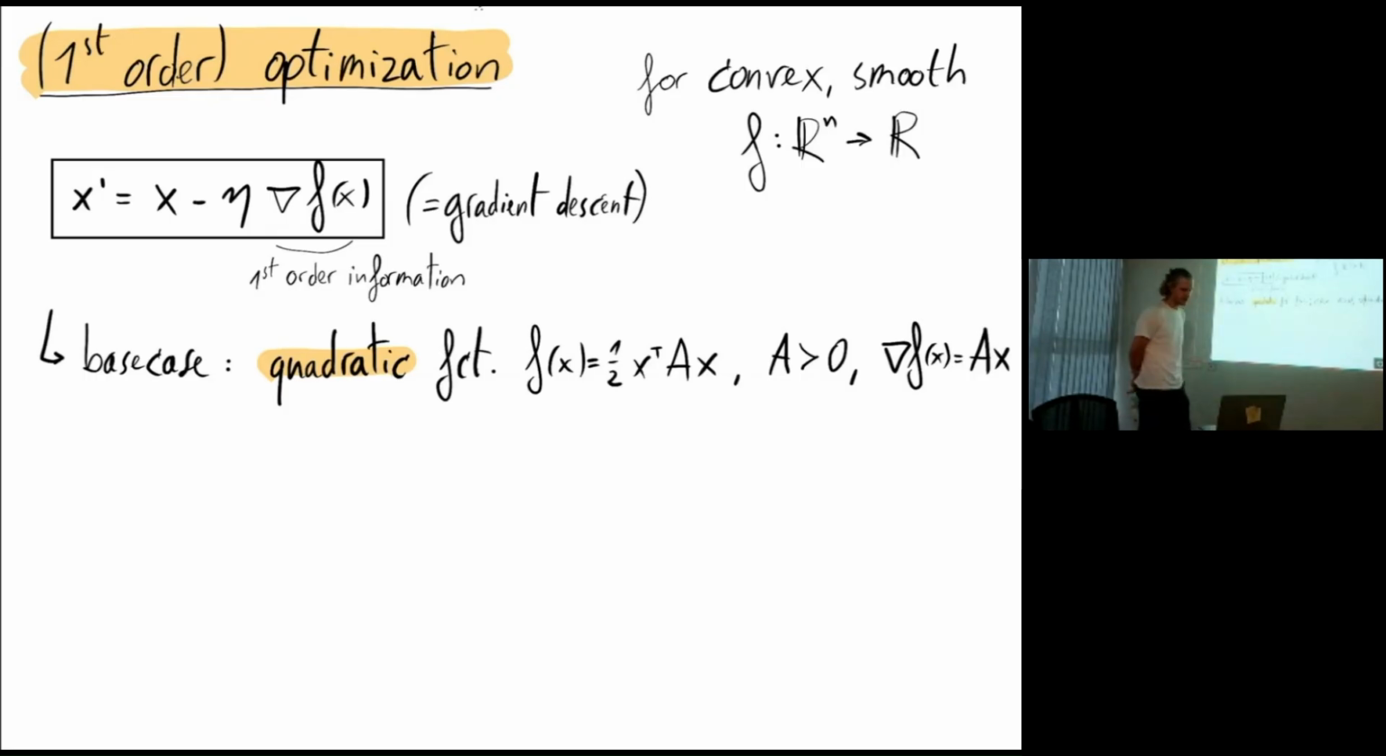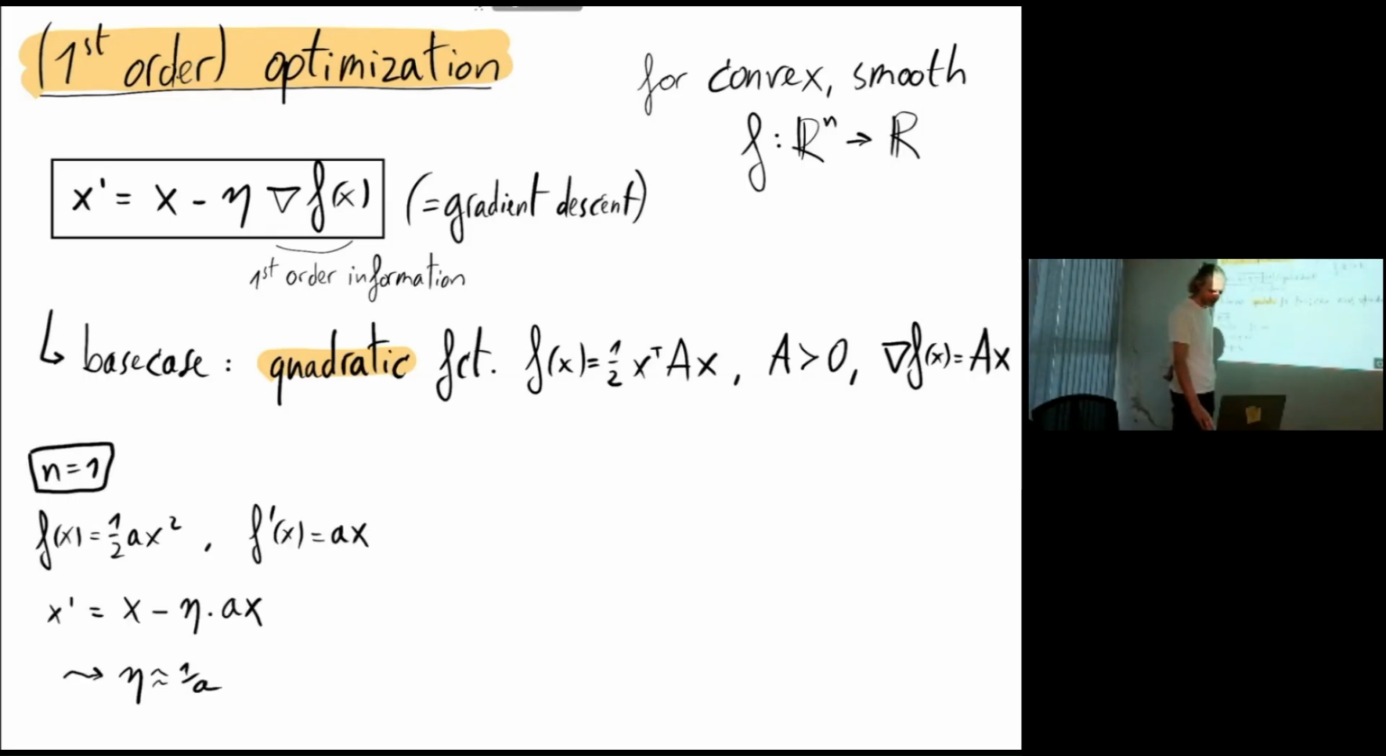Okay, good. So we take this quadratic function. It's kind of easy, and we can analyze what this gradient descent does, basically. Make it even simpler. Let's look at one dimension. So f(x) is just 1/2 a x squared. f prime is a x. Our gradient descent looks a bit like that, right? We're just going to take x minus eta times a x.